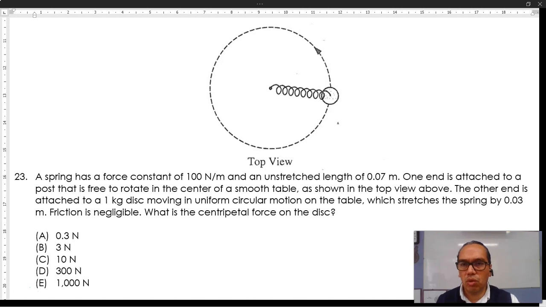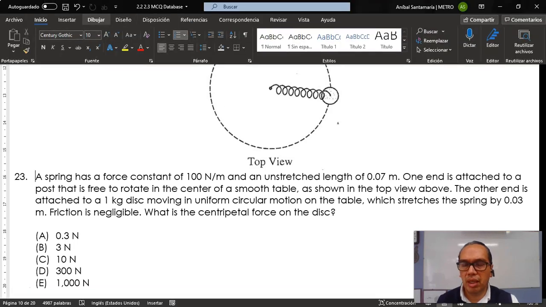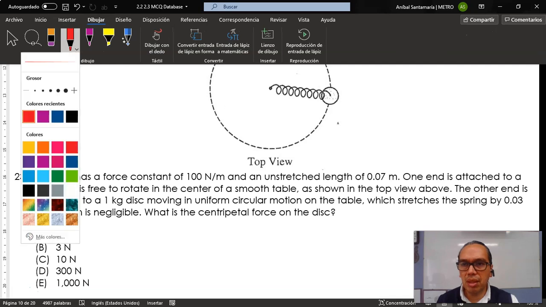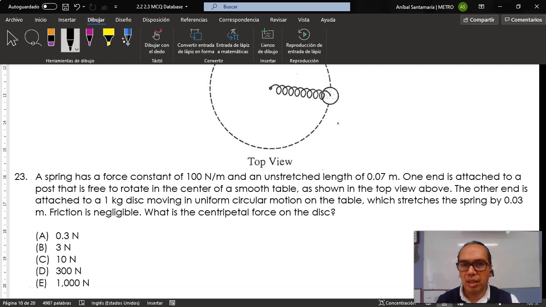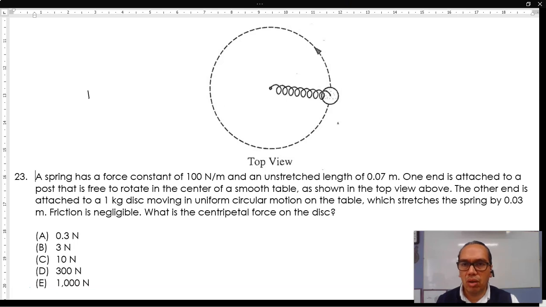Well, we have talked over and over about the fact that the centripetal force is no new force. It is simply the net force being exerted when the object is moving in circles. Therefore, one other force must be being exerted as the centripetal force. And in this case, since this is attached to a spring, it's supposed to be an elastic force or spring force that is acting as a centripetal force.